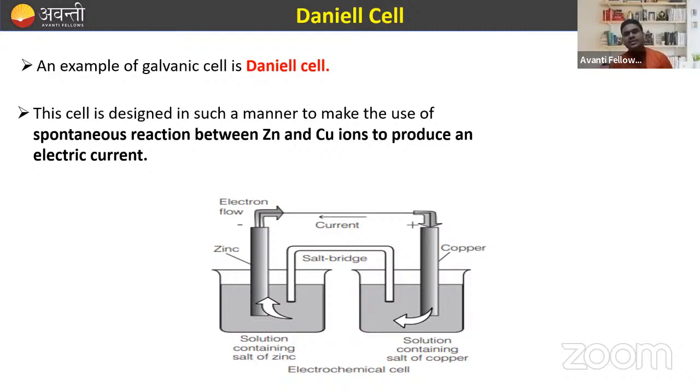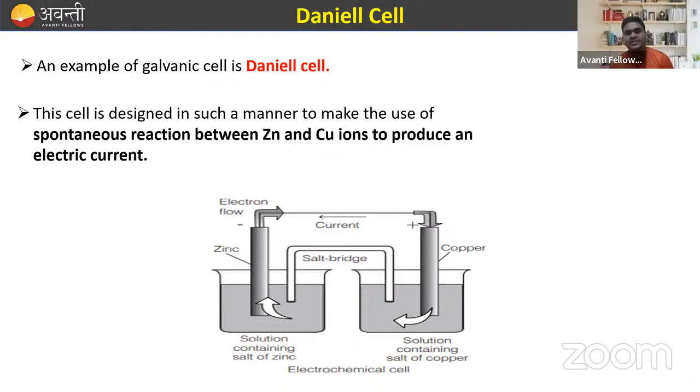So the first one is a zinc rod dipped in a solution of zinc, right? And the second one is a copper rod dipped in the copper sulfate solution, okay? And a salt bridge is used which completes the circuit and joins the two compartments of anode and cathode, right? And here we can see that the electrons will flow from the anode to the cathode, that is from the zinc to the copper, and the direction of current is always opposite to that of the electron flow, right? So this is how we can represent the electrochemical cell.